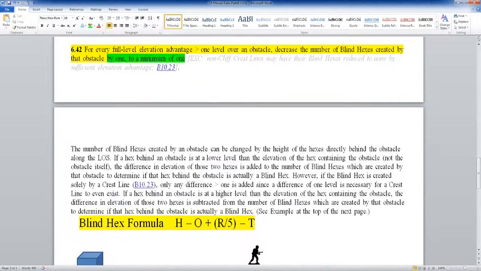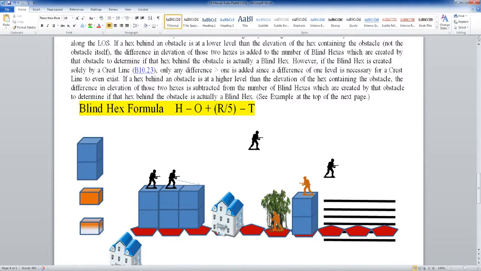Next episode, we're actually going to be talking about blind hexes, and to give you a little representation of what we're looking for, here's a little formula I threw together for the blind hex formula. It is H minus O plus R, divided by 5, minus T. That is your blind hex formula. Think about that, and next time we're going to talk about that.